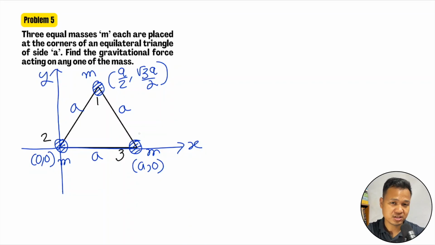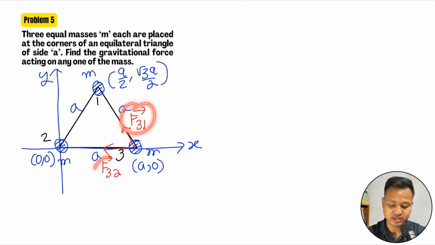So now you imagine yourself as 3. Now you will feel the pull, the force of attraction from 2. So let's say that is force on 3 due to 2. Again, you will feel force of attraction from 1 also. That is force on 3 due to 1. Adding the two vectors, you'll get the net force.